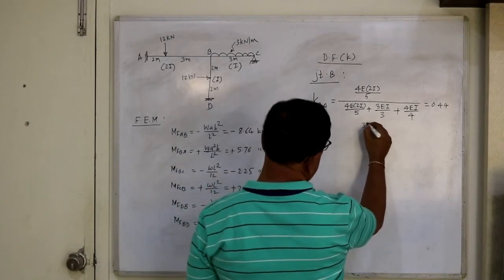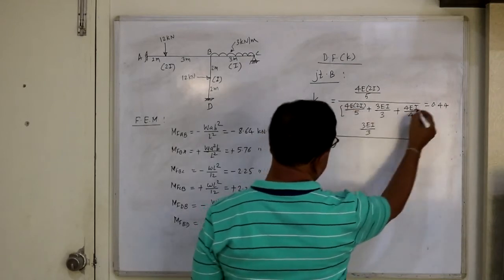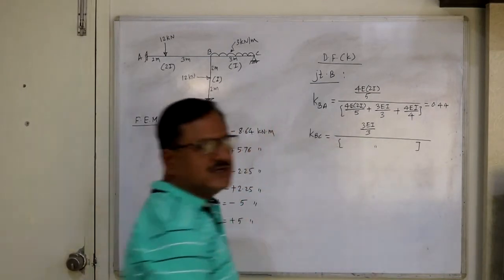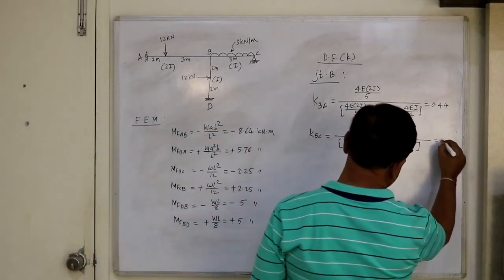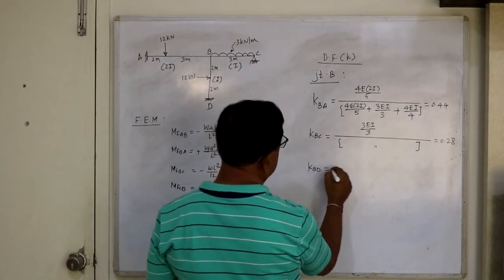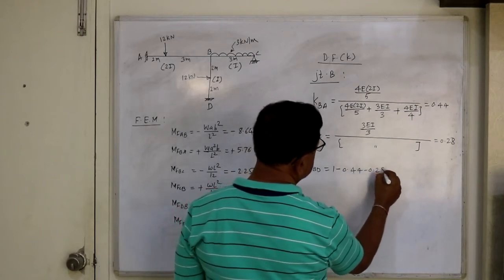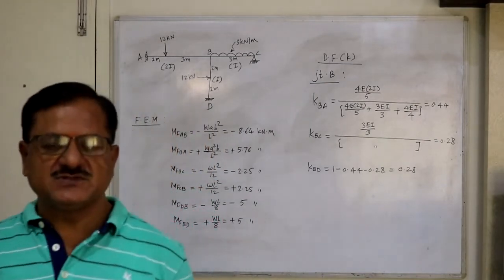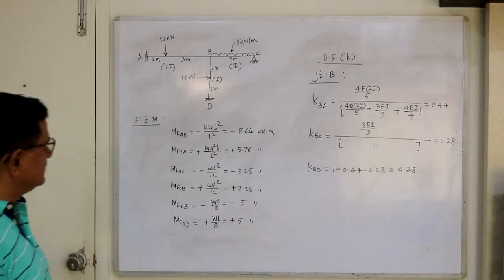Then KBC you can find out. So stiffness of BC, 3EI divided by 3. Then this total stiffness you write down here, and this gives us 0.28. Then last, KBD equal to 1 minus 0.44 minus 0.28. Again you will get 0.28, because the total sum of distribution factors at the joint must be equal to 1.